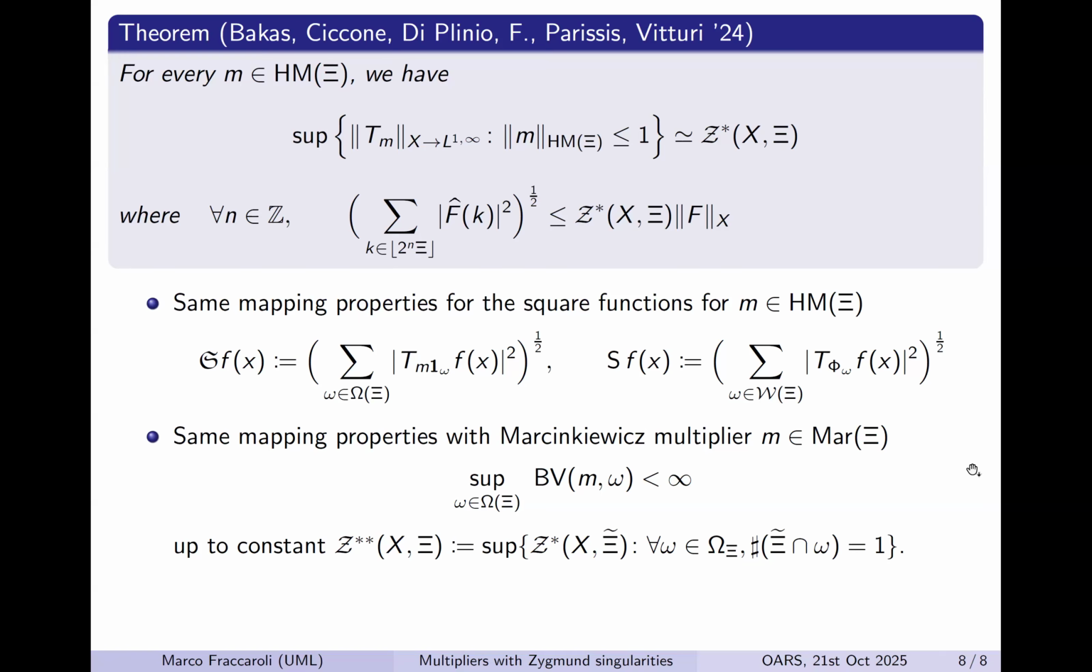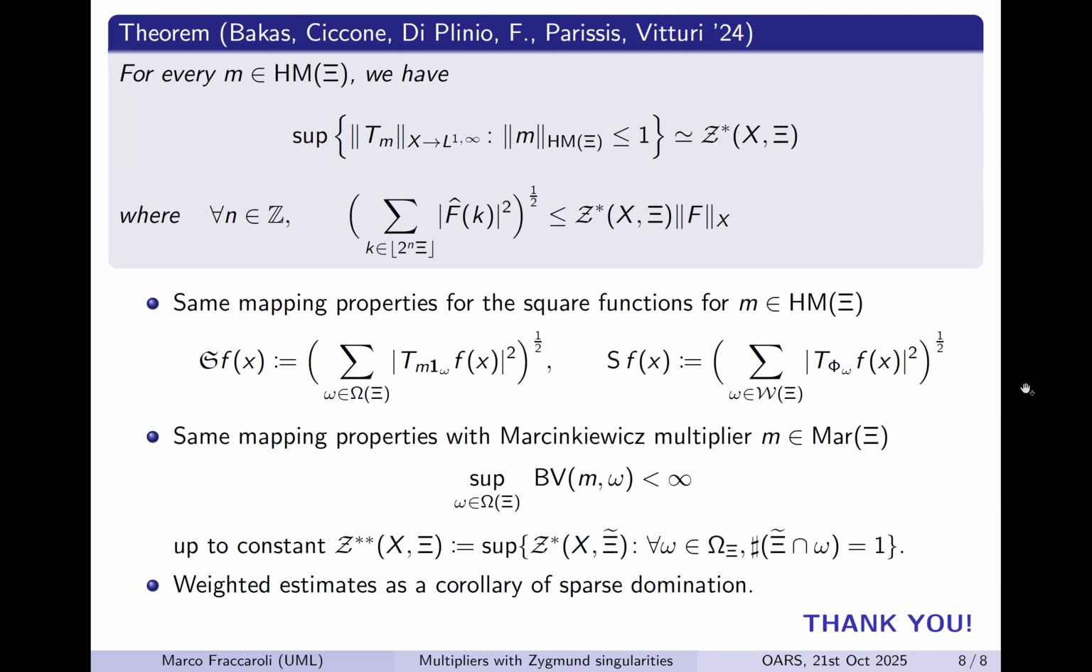And the last thing is that, of course, for these operators, or Hörmander-Mihlin square functions, Marcinkiewicz multipliers, you can obtain LP estimates, but also sparse domination, which, as always, also comes with certain weighted estimates. And that's pretty much everything I wanted to say.